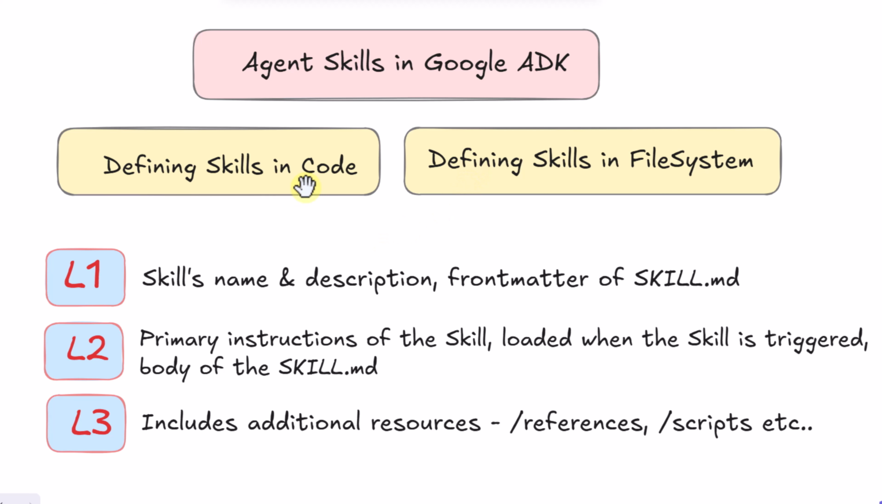While working on this skill, we can also compare in which scenario which method is going to be useful. Before we implement this approach, I just want to highlight a few things which would make the code easier to understand. When we write any kind of skills in Google ADK, there are three parts that the framework identifies as L1, L2 and L3. L1 is for the skill's name and description, and this is called the front matter of the skill.md file.